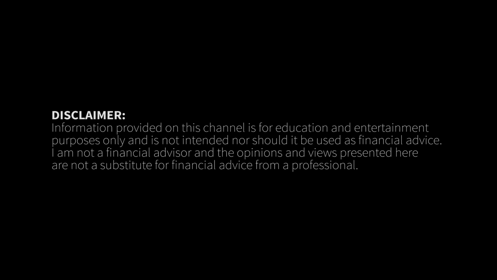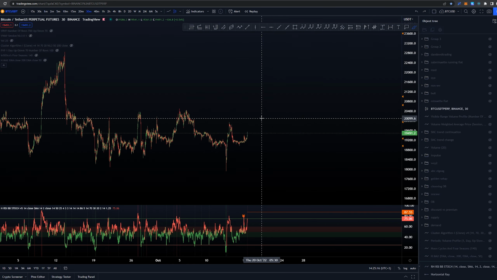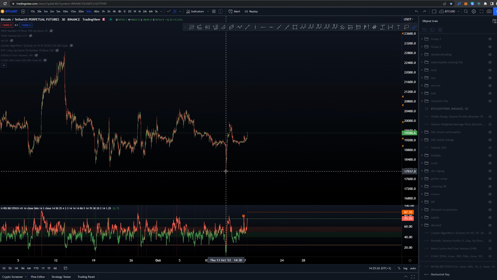I cover wave analysis with Elliott Wave theory and provide multiple scenarios price may take and explain why I prefer one count over another. Let's take a look at the different possibilities. Today we're going to be focusing on these very small time frame structures, starting again from the lows that we had on the 13th of October.